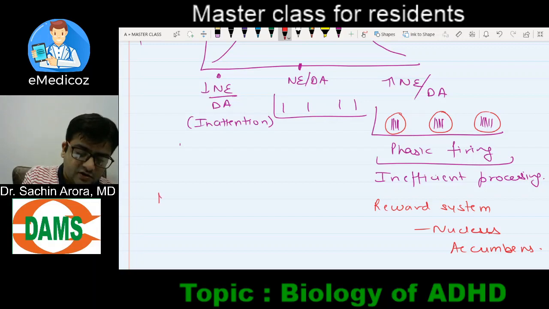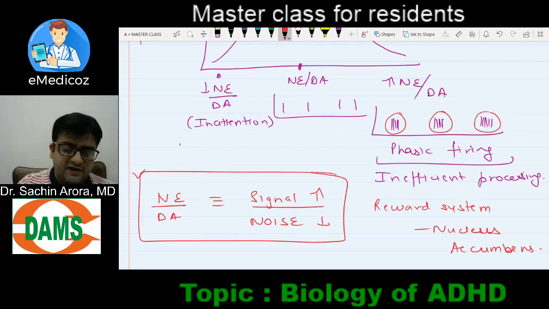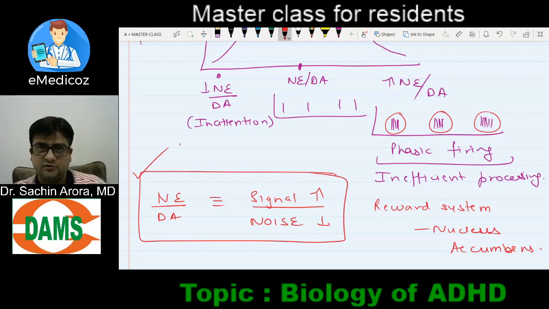Why? Norepinephrine to dopamine is directly proportional to signal to noise. This is the concept. We need an attention based signal to stay. It should not go so that the attention can be sustained. And we need distraction to be avoided so that the noise is less.